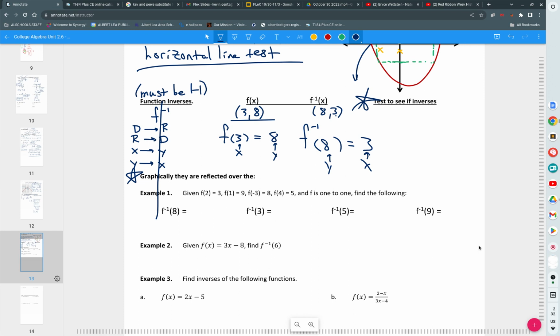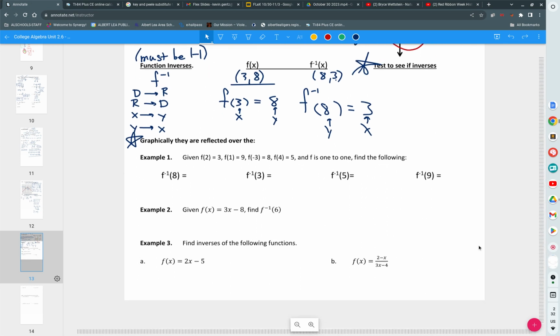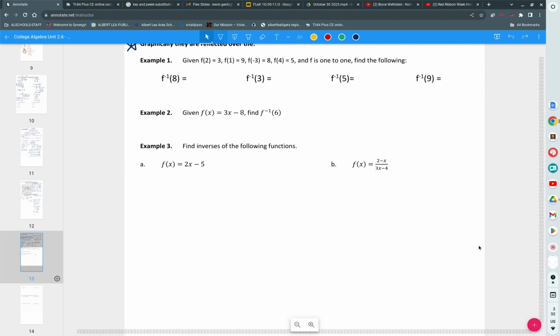Example 1 says given f of 2 is 3, f of 1 is 9, f of negative 3 is 8, f of 4 is 5, and f is 1-to-1. Yay, it's 1-to-1. That means we have inverses. Find the following. f inverse of 8 means if we have a y value of 8, what's the x value? Negative 3. Okay, she sees that right there. Negative 3 is the answer.